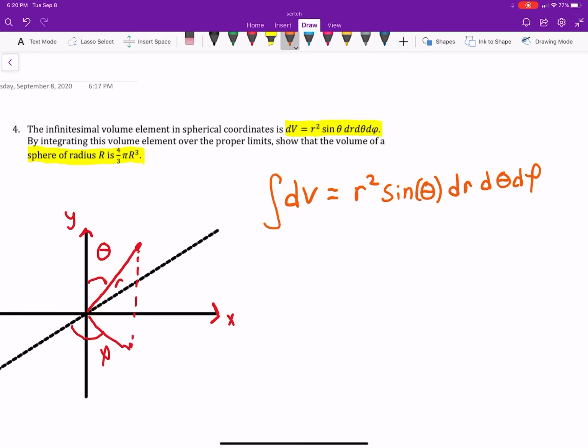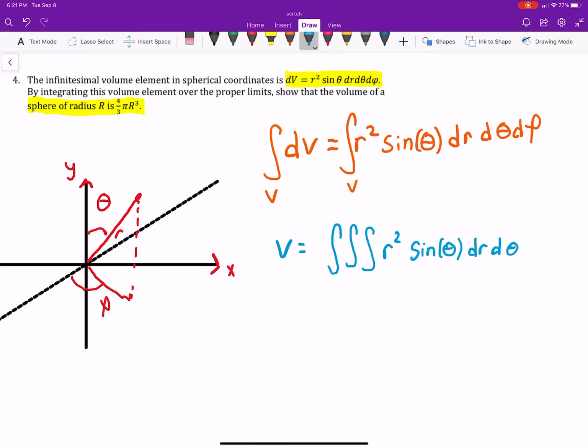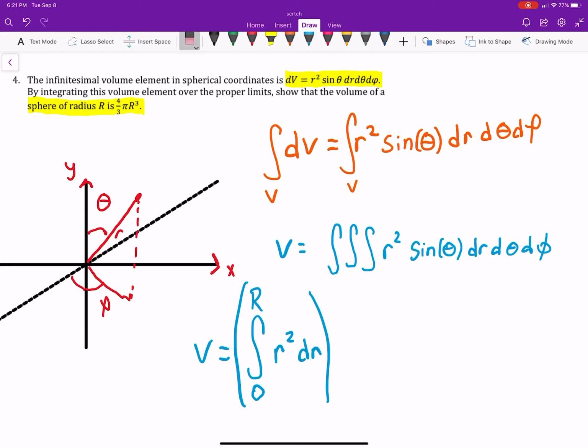And we need to integrate this. So V is equal to a triple integral of r squared sine theta dr d theta d phi. So we need to work with our triple integrals here. Let's start with r squared dr. Well, the limits, it can go from 0, that would be nothing, to the distance r. So this is our first integral. And that one's pretty easy.